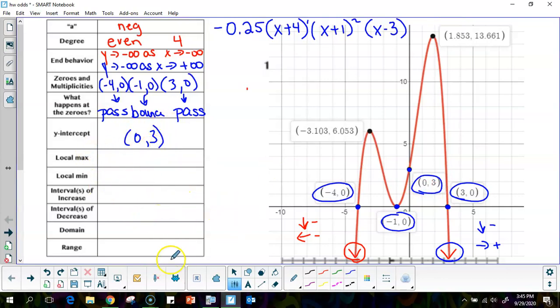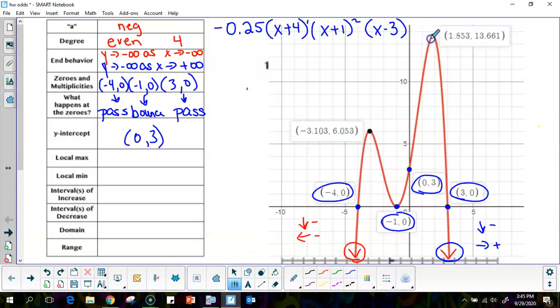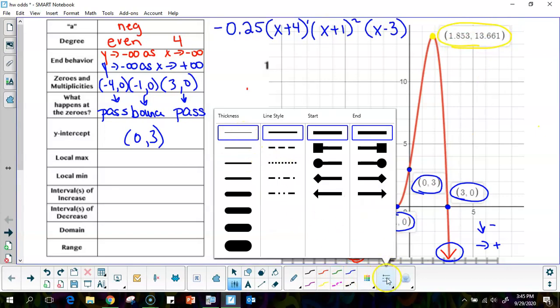Local maximum. What I'm looking for there, we'll get yellow, is turning points at the top of the graph. There's one and there's one. And you can have more than one. So it's this ordered pair and this ordered pair. I'm going to make these a different color because you can't see the yellow. Well, maybe we can. Let's see if we can.